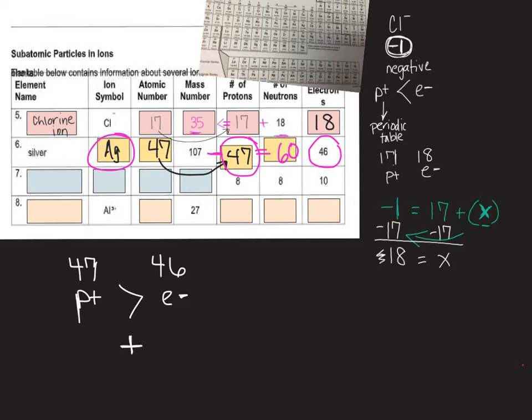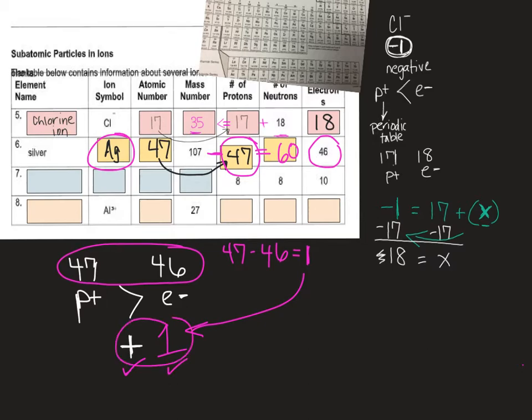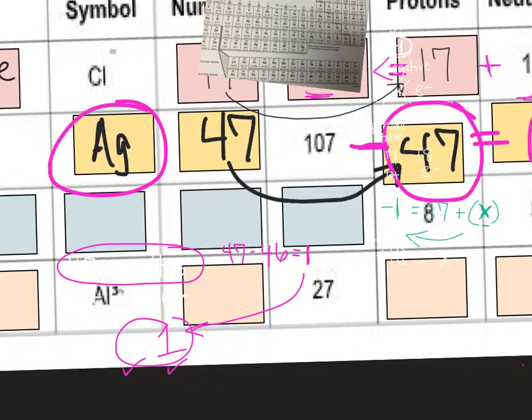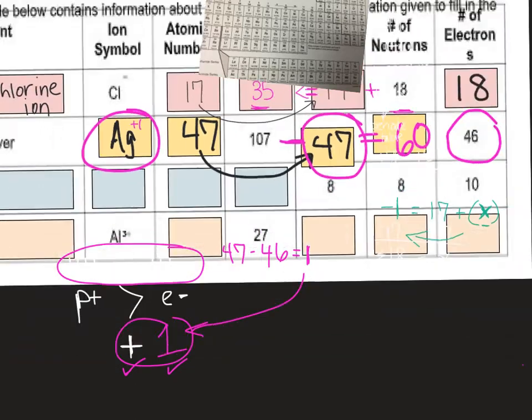The fact that I have more protons means that I have a positive charge. So I figured out the sign, whether it's positive or negative. Now you follow up with what is the difference between these two. You can do 47 minus 46, or you can do it in your head, and you should be getting the number 1. So first find out the sign, then you find out the number. That is our charge. That'll be what we put into this ion symbol. So you have a positive 1.